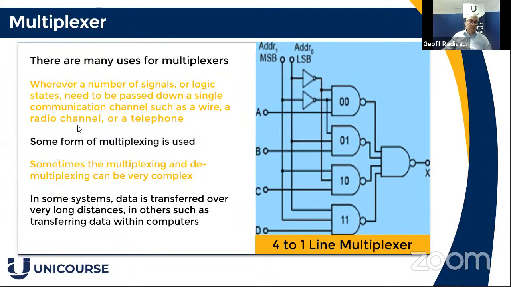And finally, about these multiplexers, data is transferred over a long distance, such as transferring data within computers. So they will have very, very complex, very, very fast multiplexers to allow data to be streamed very quickly.